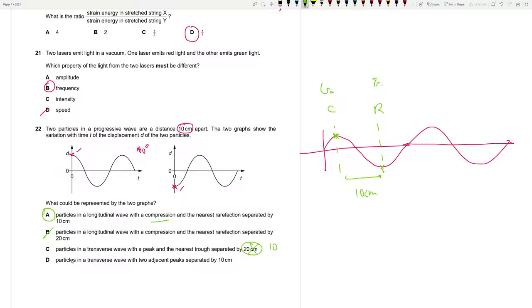Particles in a transverse wave with two adjacent peaks separated by, no. Peaks refer to crests. So they're saying that 10 is the wavelength, but no. The wavelength is actually 10 into 2, 20. Okay, the wavelength is 20.